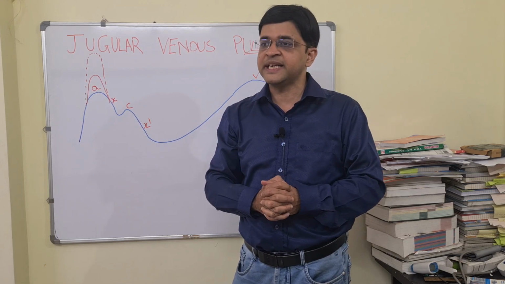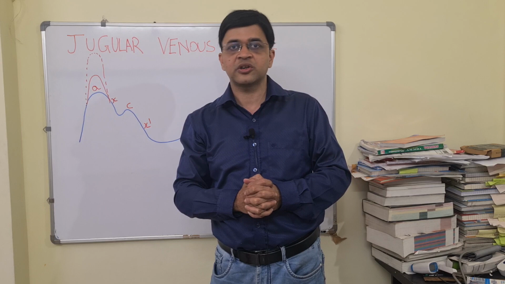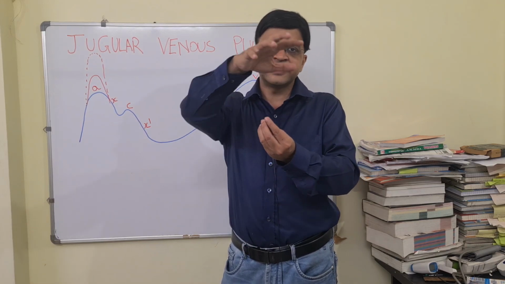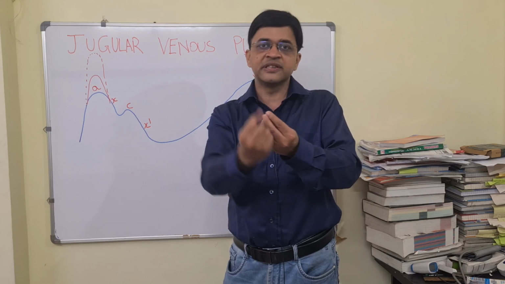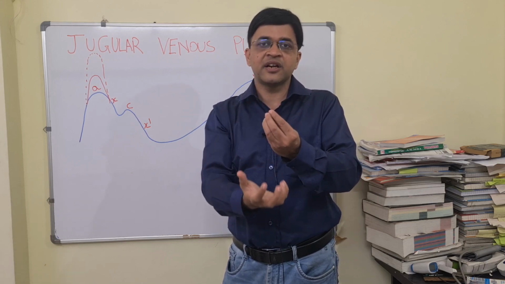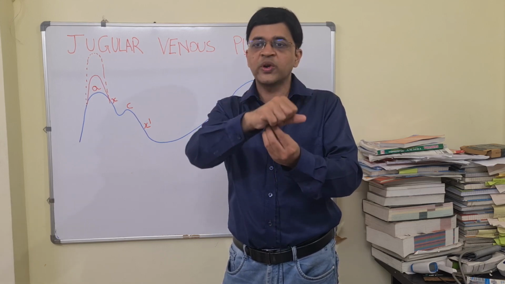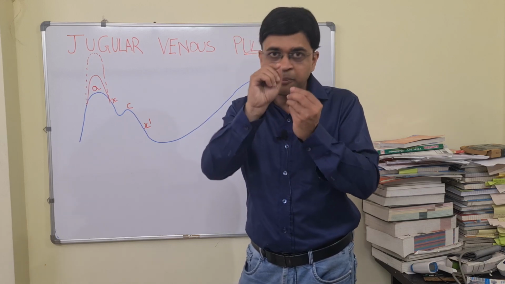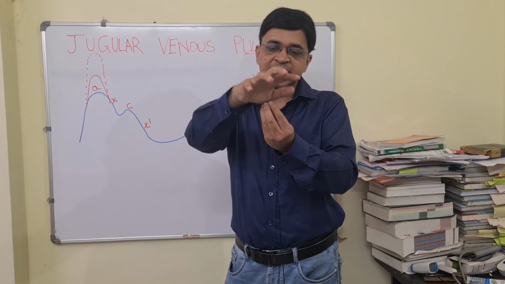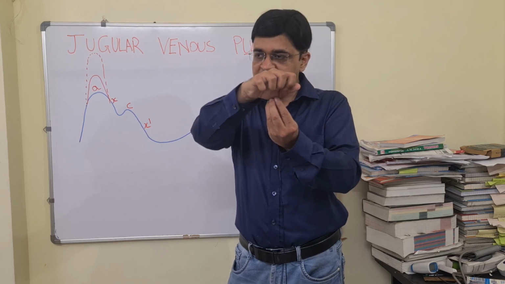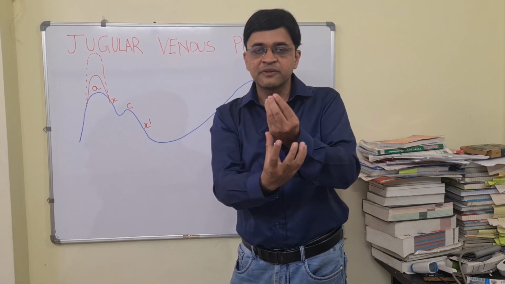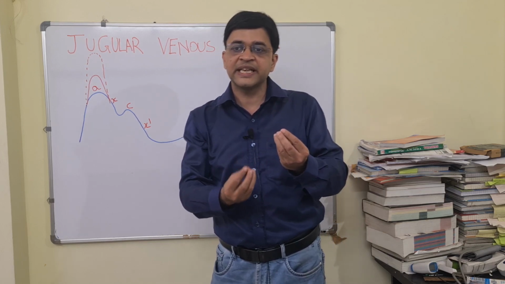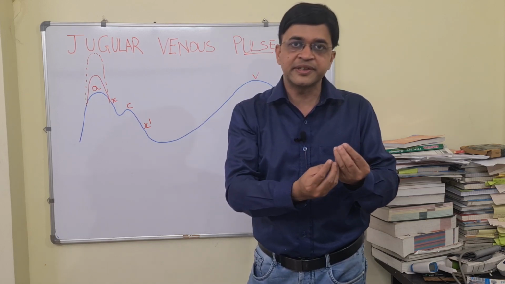Suppose we get complete AV nodal block, then what will happen is that the atria and ventricles will start contracting on their own. In case of complete heart block, first the atria will keep contracting, but the ventricle will fall silent for some time. And after that you will get something like an idioventricular rhythm.